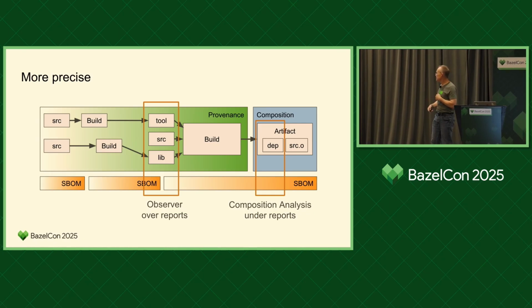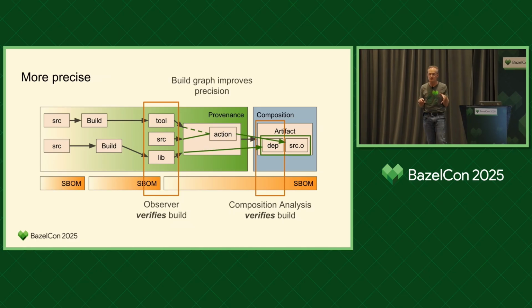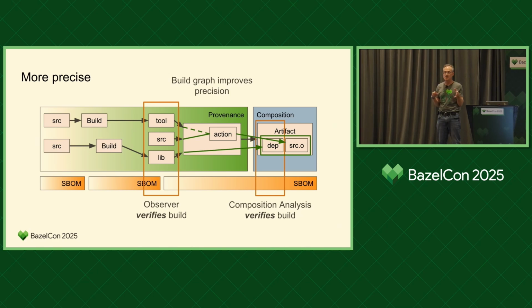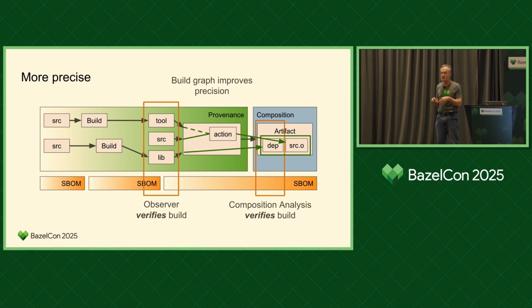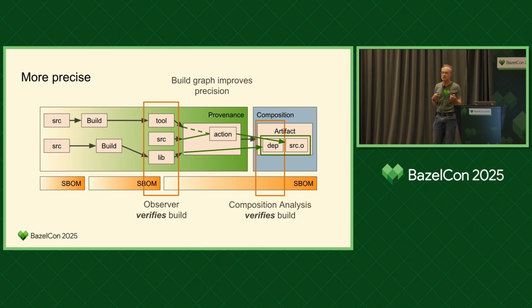Where we're going with Bazel is taking advantage of the idea that the build graph inside the build system can help make this SBOM determination more precise. So the build graph knows that a tool is a tool. A build graph knows about even the optimized components of an output artifact.